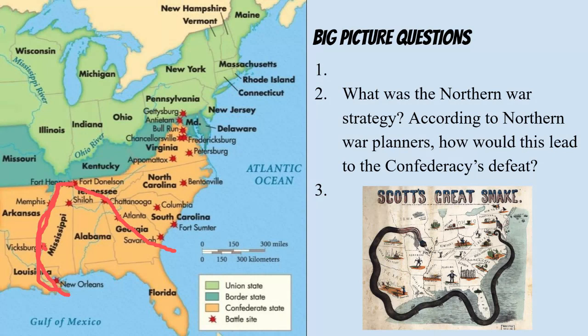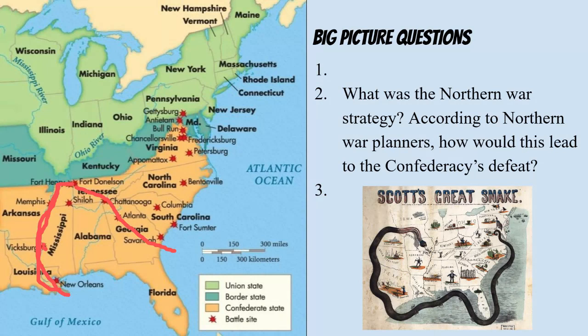So what was the Northern war strategy? To isolate the South. First, from the rest of the world to prevent trade. Secondly, to break it up into its component parts. So isolate it via the Mississippi River, cut through Georgia, break it up again. And how would this lead to the Confederacy's defeat? It would prevent the Confederacy from being able to grow the food, to manufacture the weapons, to basically get their hands on the resources to continue fighting.